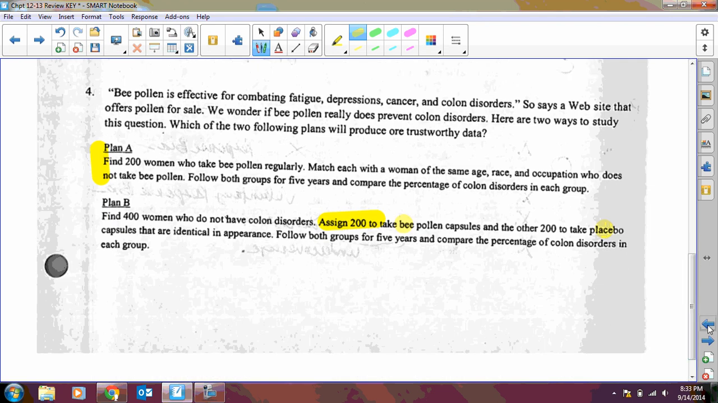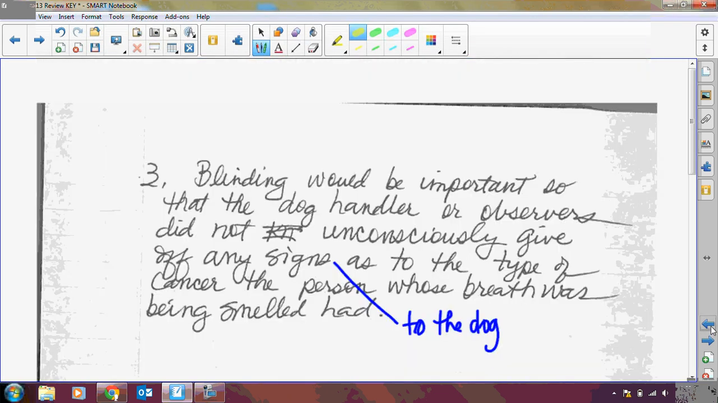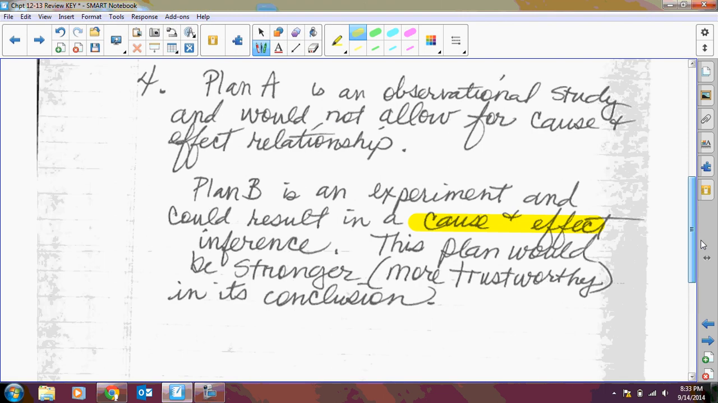Because one is an experiment and one is an observational study, you have a difference in what you can conclude. Therefore, Plan B would be a stronger result because you can infer cause and effect. It is a more trustworthy conclusion. The only difference between the patients was the treatment, so that would probably be a better choice if you wanted to make that kind of claim.